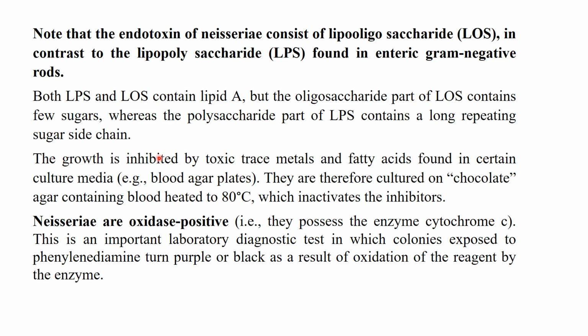The growth is inhibited by toxic trace metals and fatty acids found in certain culture media, mainly blood agar plates. Growth on blood agar plates is inhibited because it contains chemicals that inhibit growth. They are therefore cultured on chocolate agar, containing blood heated to 80 degrees centigrade, which inactivates the inhibitors. That's why we choose chocolate agar for the growth of Neisseria gonorrhoeae.